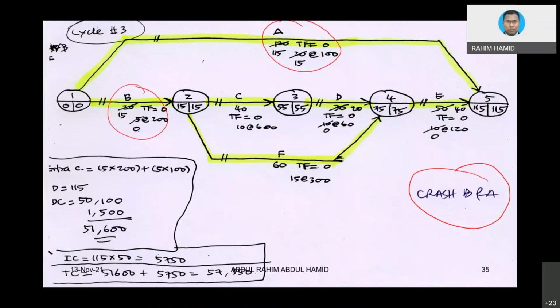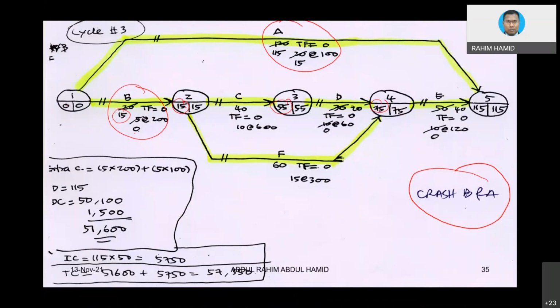So I crash 5 more days. So B cannot be crashed anymore. Okay, that should be fine. And then B is basically 15. So I do the calculation, 0 plus 15 equivalent to 15 here. Then 15 plus 40 equivalent to 55. And then 55 plus 20 equivalent to 75. But look at F. 15 plus say 60, also equivalent to 75. That should be fine.